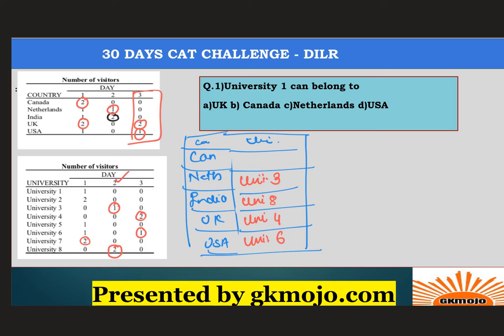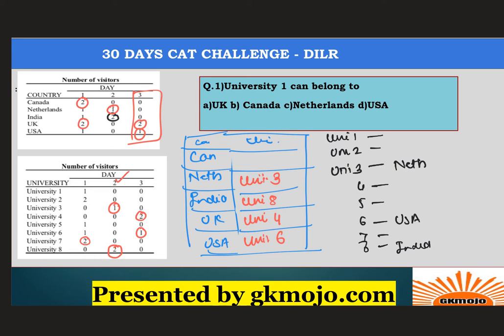Hence, Canada and UK. What I'm going to do is just write down Uni 1, Uni 2, 3, 4, 5, 6, 7, 8. This would be much easier to decode now, right? So University 3 is Netherlands. I'll just put it over here. University 8 is India. 6 is USA. All right, and 4 is UK, right? This is what we found out.